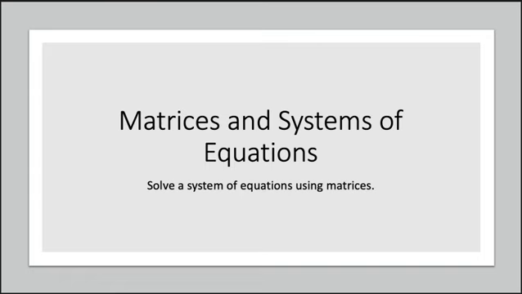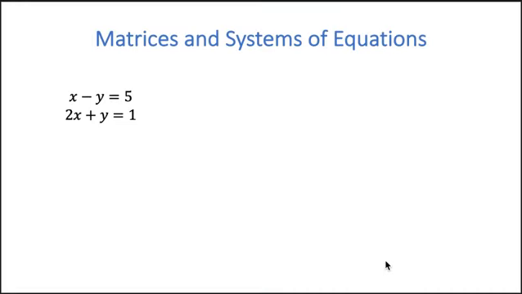So we're solving systems of equations again, but this time we're going to use a new method. We're going to use matrices to solve this system of equations. So let's get started. Let's start with this example from a previous screencast. We started with this example when we first started to learn about how to solve systems of equations. So we have x minus y equals 5 and 2x plus y equals 1.